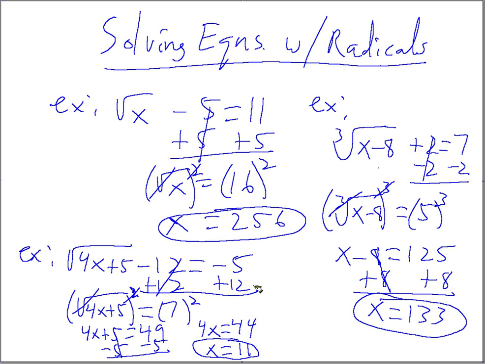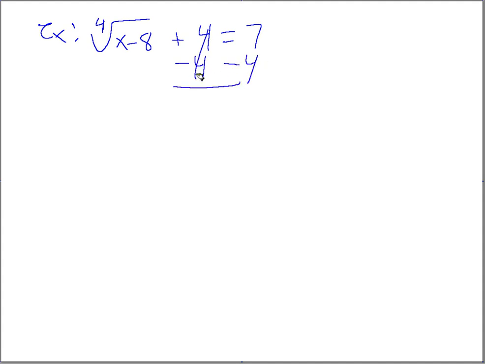So let me go and clear out the screen. Well, this time let's try a fourth root equation. Fourth root of x minus 8 plus 4 is equal to, let's say, 7. All right? Fourth root equation here, right? So the root index is 4 in this case. So again, just simply subtract 4 on both sides, as we've done in the past. So we're going to get what? Fourth root of x minus 8 is equal to 3.